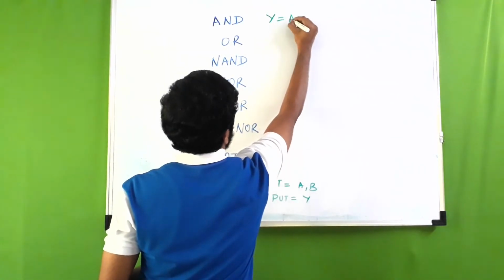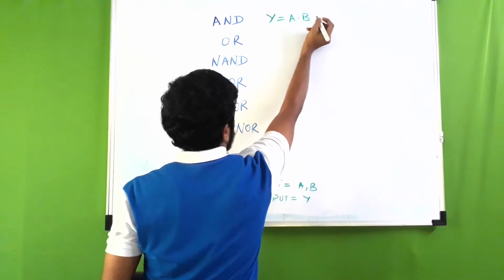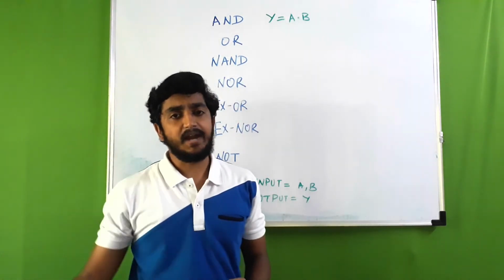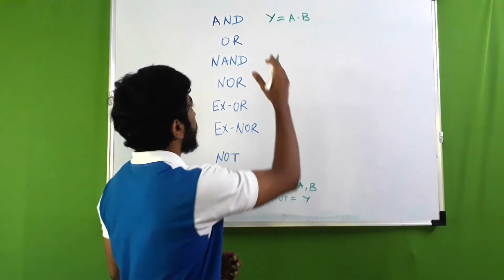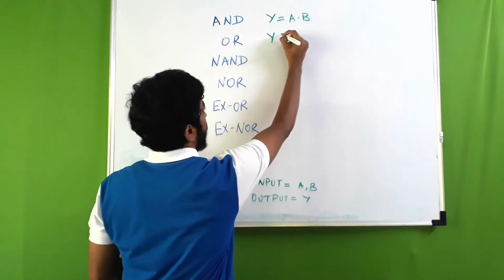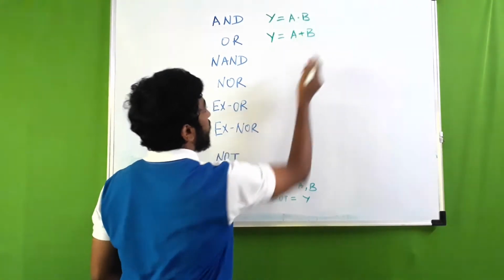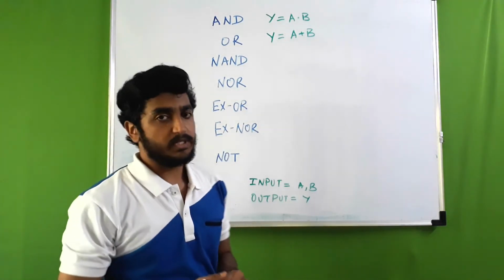The AND logic can be represented by a dot. Now whenever I write A dot B, it will mean I am saying A and B. Now when we come to OR, the same dot will be replaced by a plus sign. This represents an OR equation.